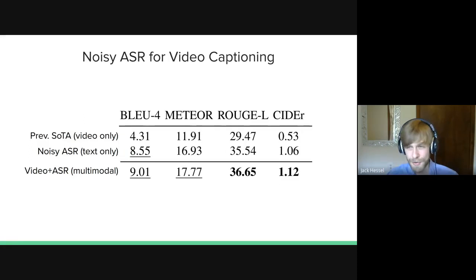Here are the high-level results. Again, higher numbers here are better. These are automatic machine translation metrics. The previous state-of-the-art at the time we wrote this, which was a video-only model, gets the first row of numbers. And in contrast, if you ignore the video content and just look at the ASR, you do much, much better. So indeed, this suspicion that we had proved to be correct. And also excitingly, if you combine the visual content with the speech tokens, you do even better.